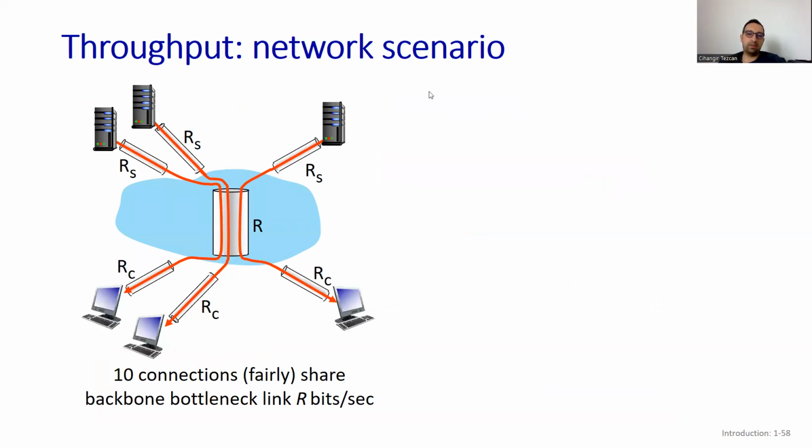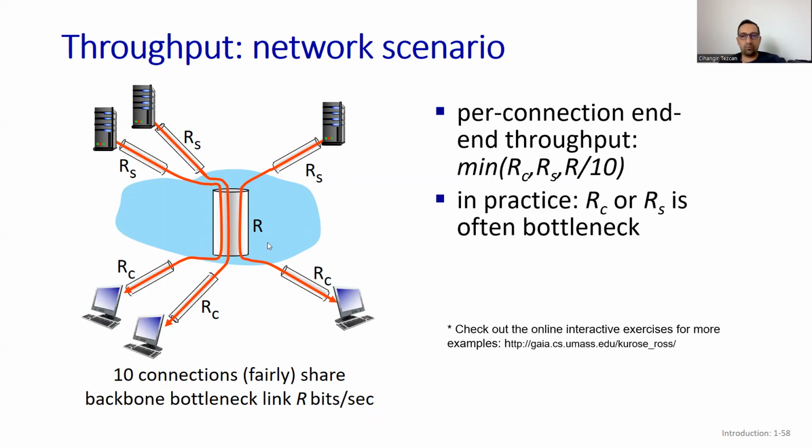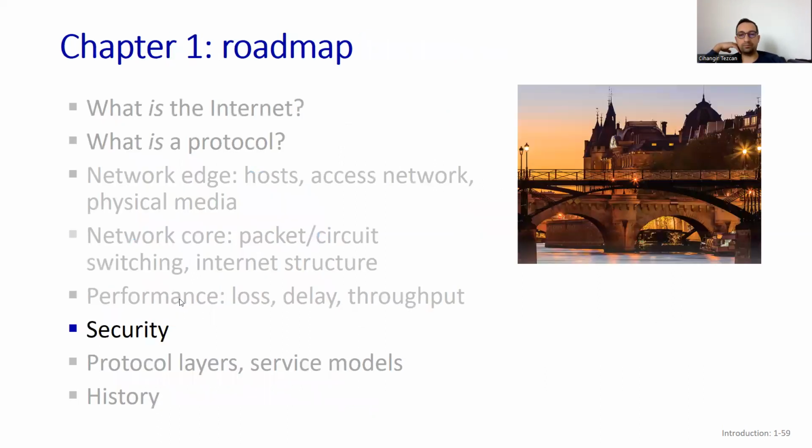So let's think about a network scenario. In this example, we have 10 connections, and they fairly share a backbone bottleneck link of R bits per second. So the per-connection end-to-end throughput is the minimum of RC, RS, and R divided by 10. The minimum of these values determines your connection speed, because think about it this way: if the other 9 computers are not using the network, you can use the whole R, right? But if RC is smaller than R, it doesn't matter that you are using this R, because your speed is bottlenecked by this RC. So in practice, RC or RS is often the bottleneck because we have very good, high capacity fiber optic cables between hosts. So this concludes our discussion of performance. We will continue with security.